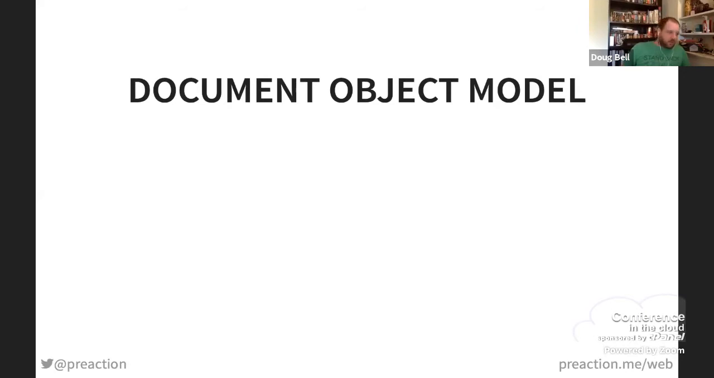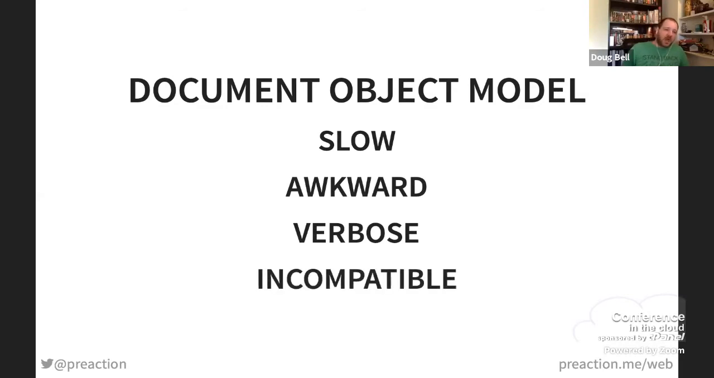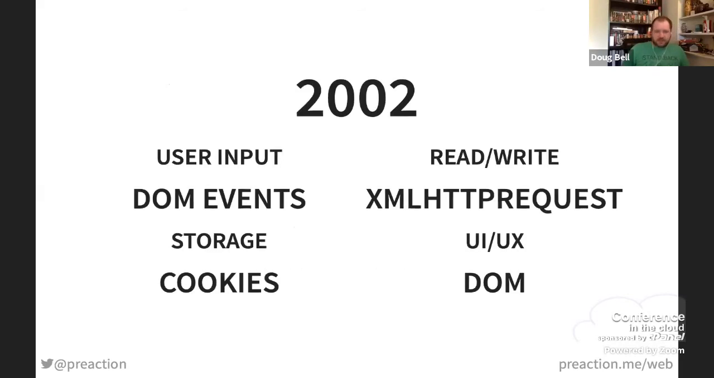But I think the more important one was the document object model, the DOM. At this time in 2002, it was slow, it was awkward, it was verbose, it was incompatible, but it was the start of web standards for everything. There's this standard way to script a web page that the browser vendors can't just use whatever they want and expect things to work. I, for example, was never going to write VB script for a web page.